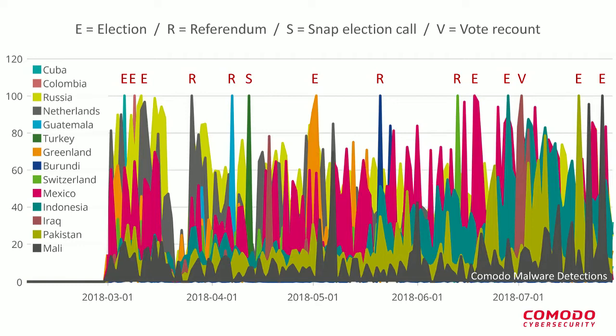So I took 45 countries over the past 6 months, and what I found was 31% of them, the nations mentioned here out of 45, experienced their highest malware detection rate the week of the election, right? So these are they. They either had an election, a referendum, a snap election call in the case of Turkey, or a vote recount in the case of Iraq. So the week of their electoral event, that was the highest malware detection number. And if it wasn't, then I removed it from the chart.